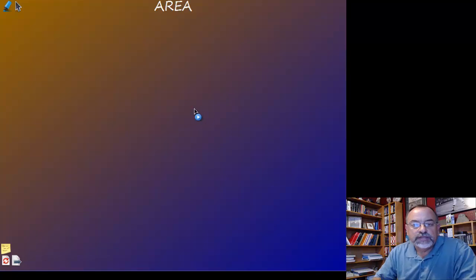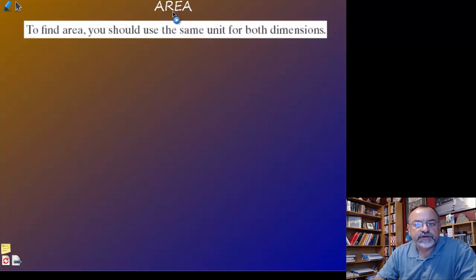Geometry Chapter 1 Lesson 9, we want to take a look at area. We talked about it a little bit in our first video, but I want to cover it more specifically in this video. Now, to find area, we need to have the same unit for both dimensions, meaning if you're given one side in feet and another side in inches, because you're going to be multiplying those together, they have to be the same units.